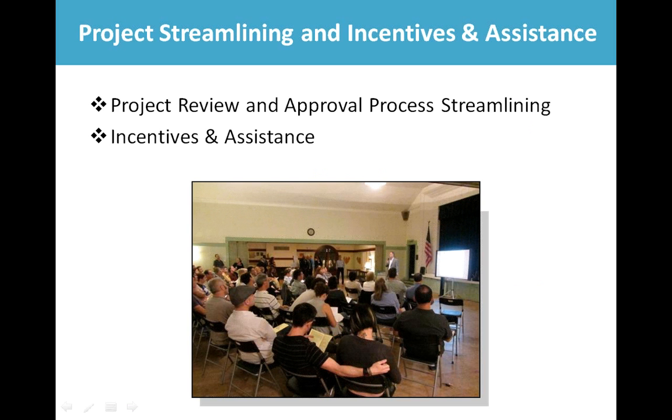The next section of the manual describes procedures, incentives, and assistance municipalities can implement to support sustainable neighborhood development and LEED projects either in conjunction with or in lieu of the regulatory methods discussed above. These techniques include project approvals, process streamlining, and incentives and assistance programs.